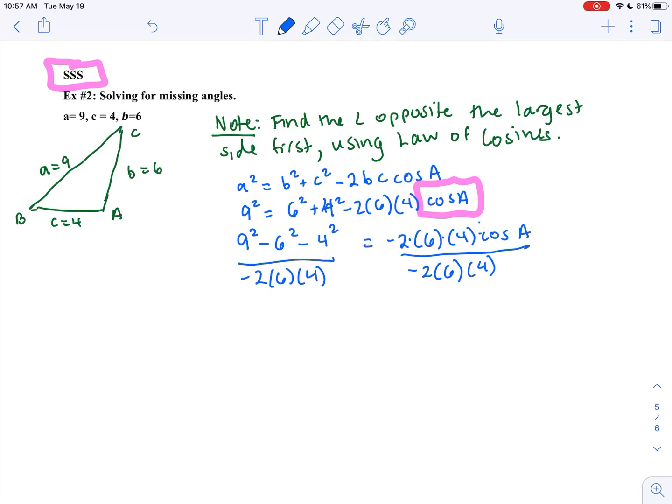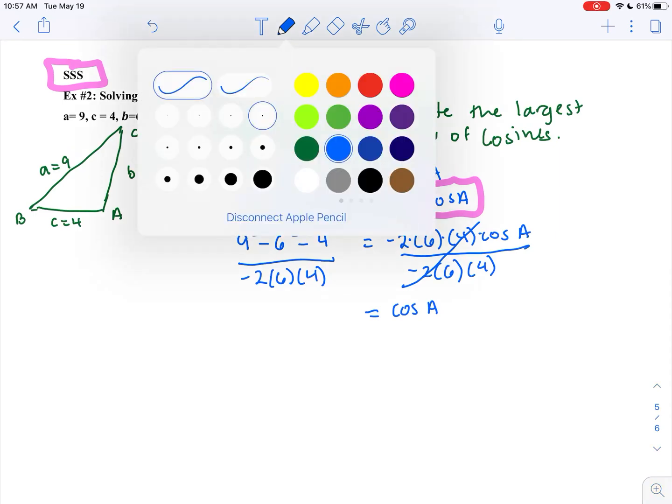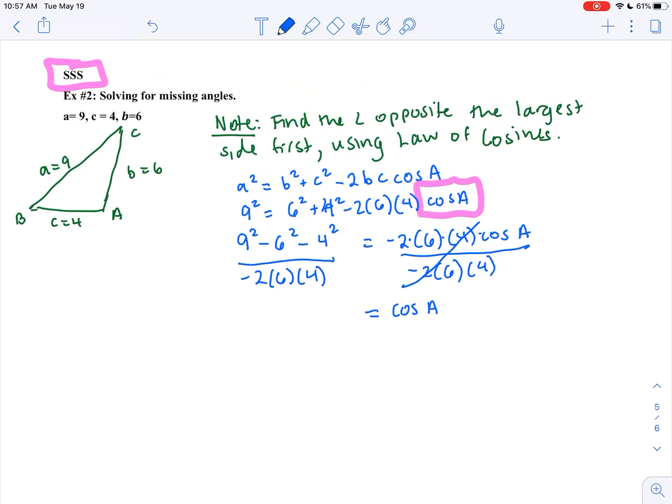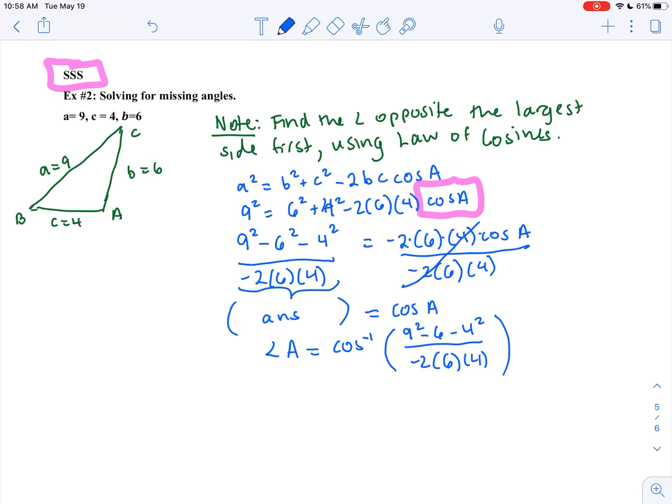Now this is just one giant expression on the left, and on the right I have cosine of A. So the question is, how do you undo cosine of A? You take the inverse of both sides. So when we're solving for angle A, we're going to say angle A is equal to the inverse cosine of the answer above: 9 squared minus 6 squared minus 4 squared, all over negative 2 times 6 times 4.